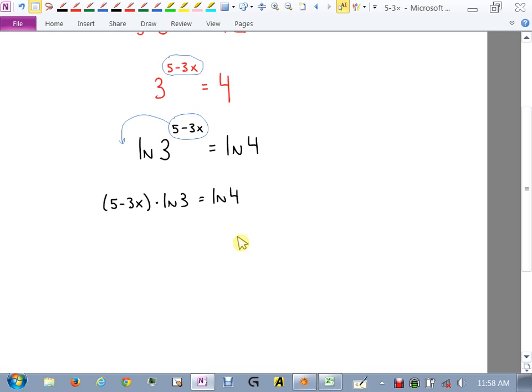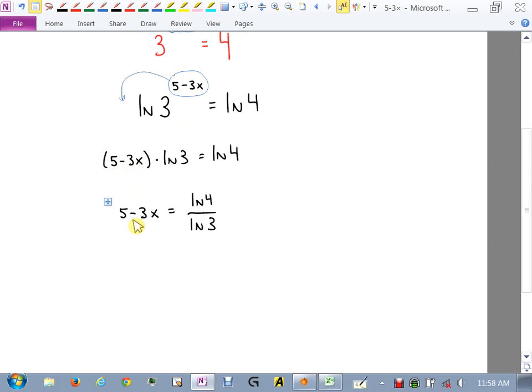Now in the last problem when we did this, this turned out to be natural log of e, right? And that was 1 and we were happy about that. This time natural log of 3 is not 1. So if I'm trying to get the x out of here, what I'm going to do is get this natural log of 3 out of here by dividing it on both sides. If I divide the natural log 3 out on both sides, right, then I'm left with just the 5 minus 3x over here. And then you did the natural log of 4 divided by the natural log of 3, right?